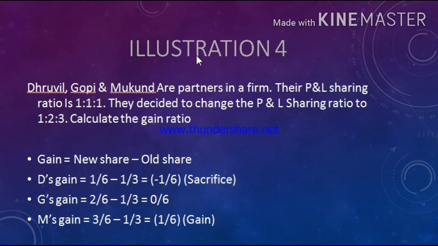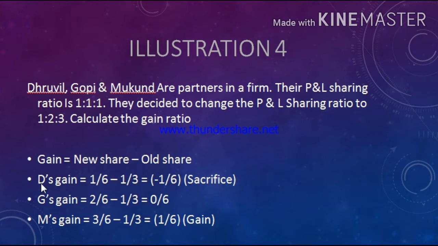Now, moving on to illustration number 4, in which only one partner is gaining and the other partner is sacrificing. The question is, Dhruvil, Gopi and Mukund are partners in a firm. Their P&L sharing ratio is 1:1:1. There are three partners and they are sharing profit and loss in the ratio of 1:1:1. They decided to change the profit and loss sharing ratio to 1:2:3. Calculate the gain ratio. Gain formula you know very well, that is new share minus old share.